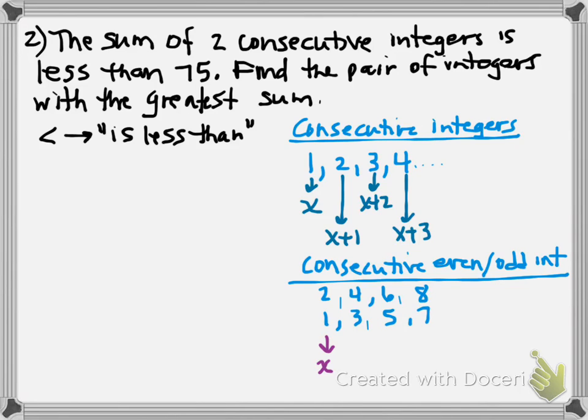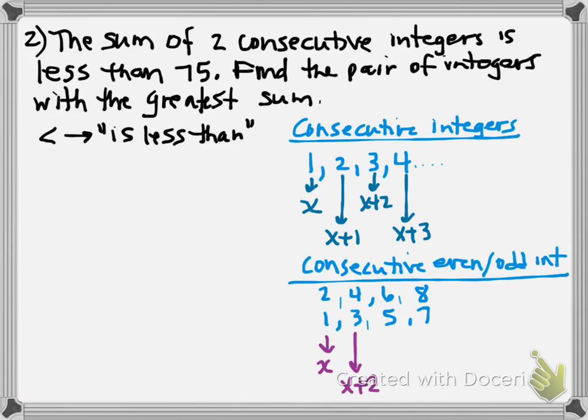With the evens, what do I do to the first number to get to the second number? So what do I do to 2 to make it 4? Plus 2. What do I do to 1 to get to 3? Doesn't matter if it's even or odd. I'm skipping every other number. So the pattern to get to the next one would be the same, regardless if it's consecutive even or consecutive odd.